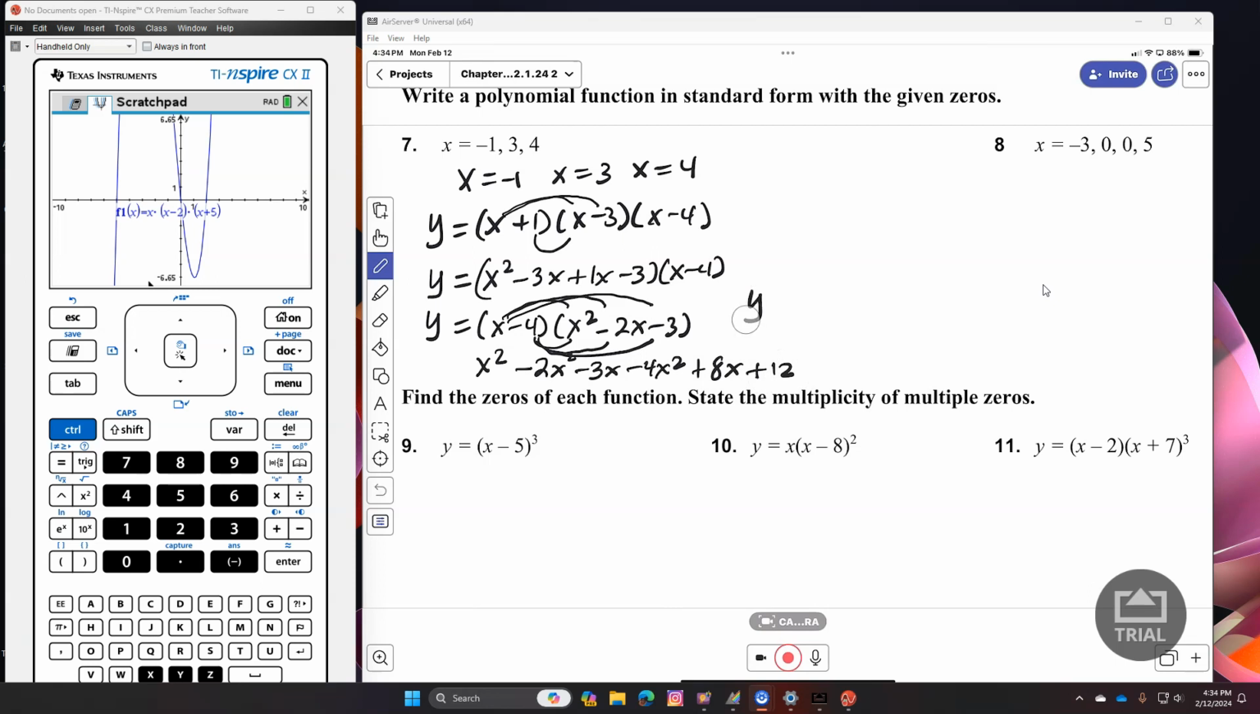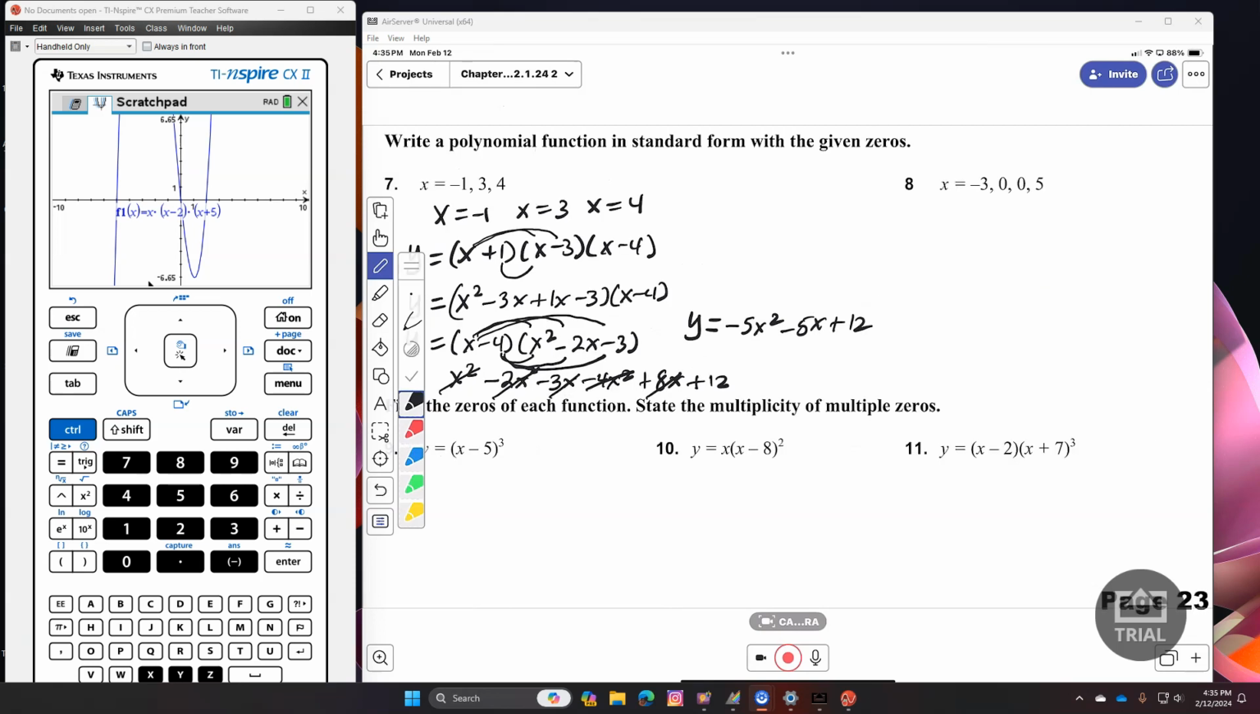So I have y equals x cubed, and then negative 2x squared minus 4x squared. That's going to give me negative 6x squared. Negative 3x plus 8x is 5x. And then it's plus 12.